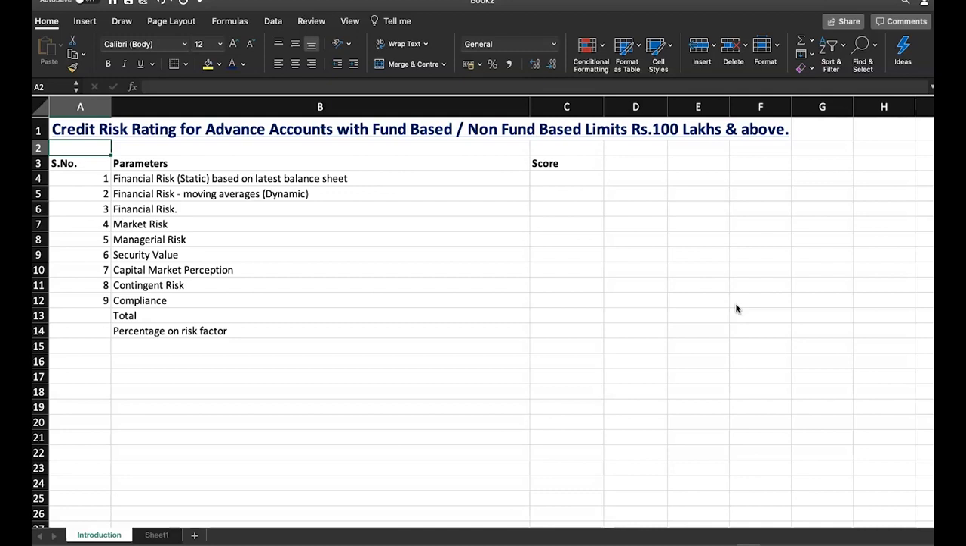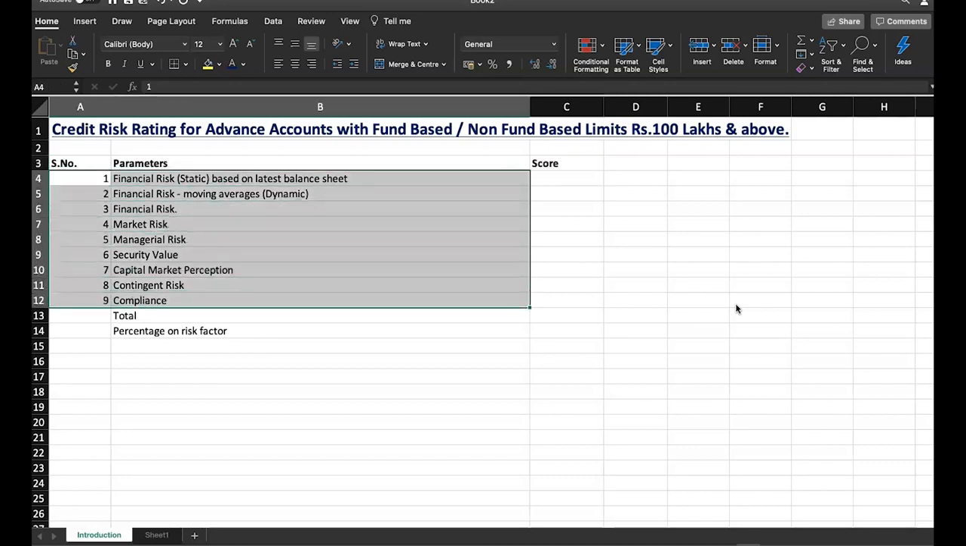All right. So what are the parameters banks will be looking at? Here I have listed broadly 9 parameters. To start with, the first one is the financial risk parameter. This is basically a static parameter based on the latest balance sheet, where the bank will be analyzing the liquidity and the long-term solvency by going through the current ratio and TOL by TNW ratio. They'll also look at the interest service coverage ratio, then profitability and profit margin. All those come under this.